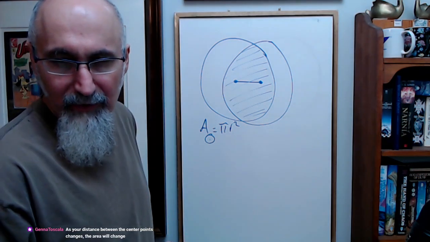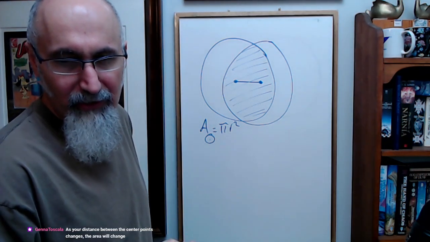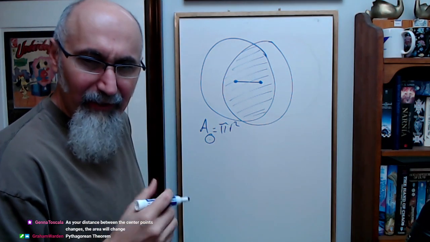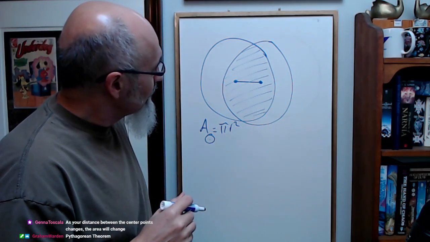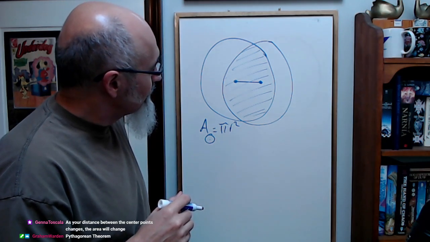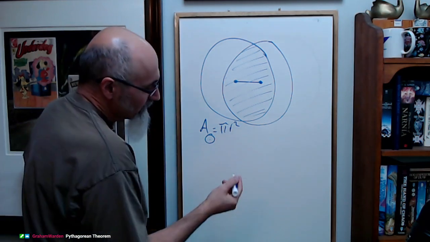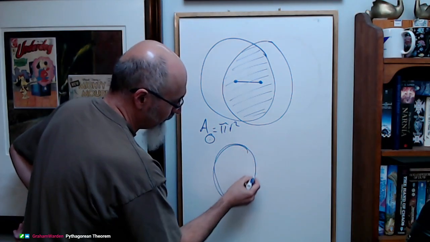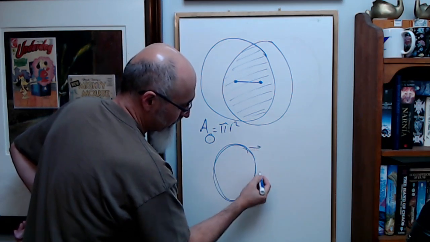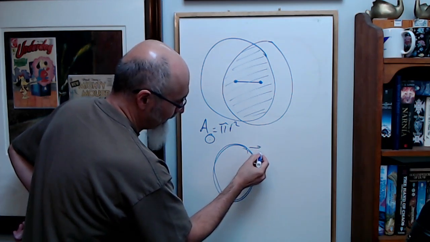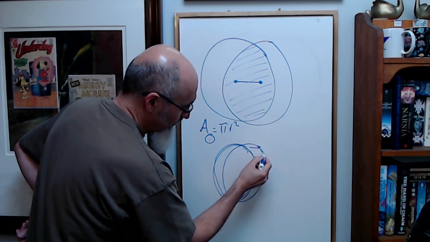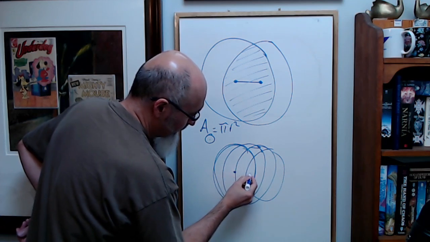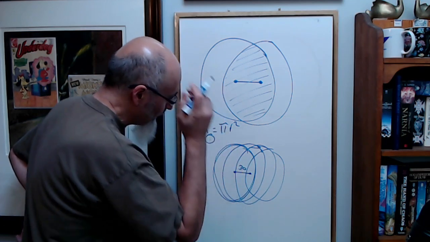Let me think about this. As the distance between the center points changes, the area will change. I'm thinking about the Pythagorean theorem. What I was thinking is this: assume the two circles are on top of each other, and you move one of the circles in this direction. The circles slowly move away, and you stop when the distance reaches 30.